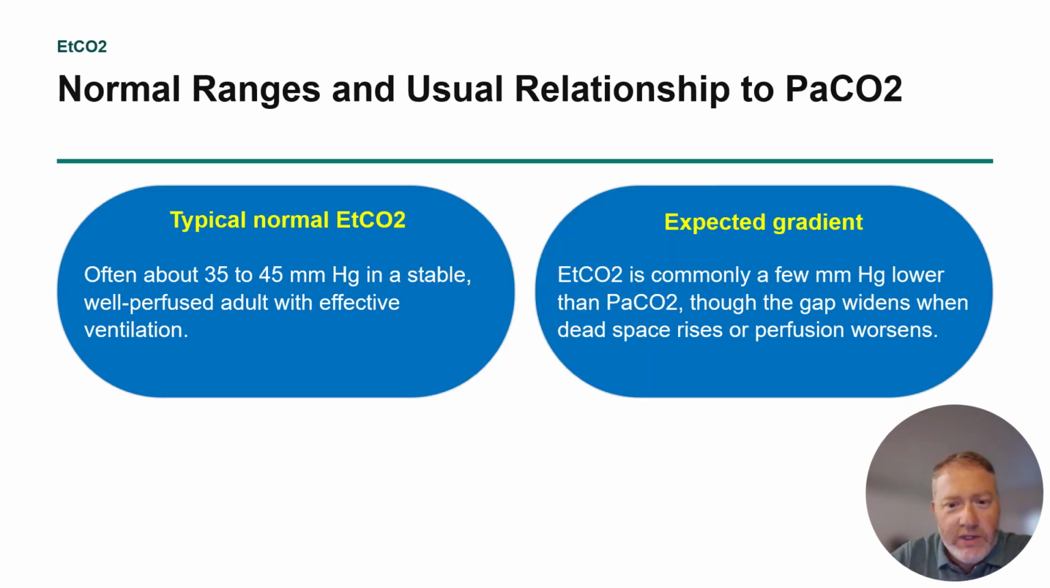Normal ranges for ETCO2 and the relationship between that and arterial CO2. Your typical normal end-tidal CO2 is around 35 to 45 millimeters of mercury in a stable, well-perfused adult with effective ventilation. The expected gradient, though, it's common that it's a few lower than the arterial CO2, though the gap widens when dead space rises or perfusion worsens. So that's something to keep in mind as well.